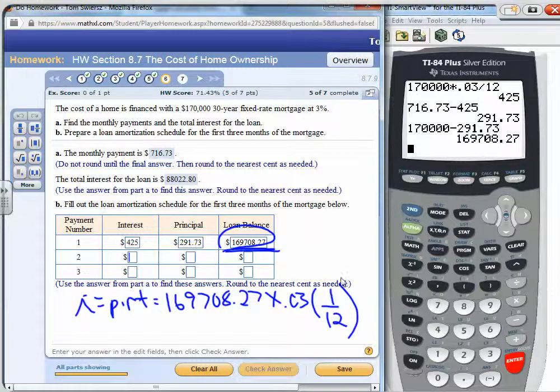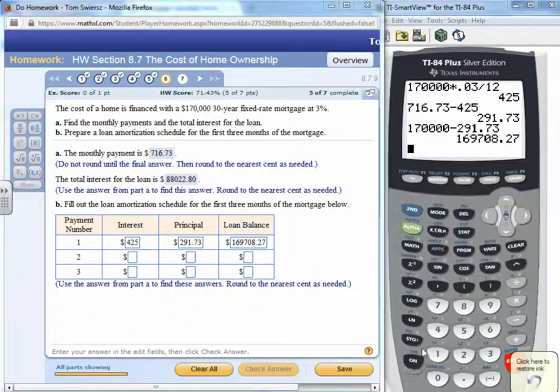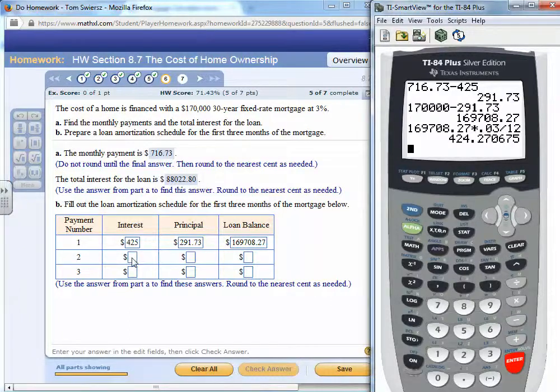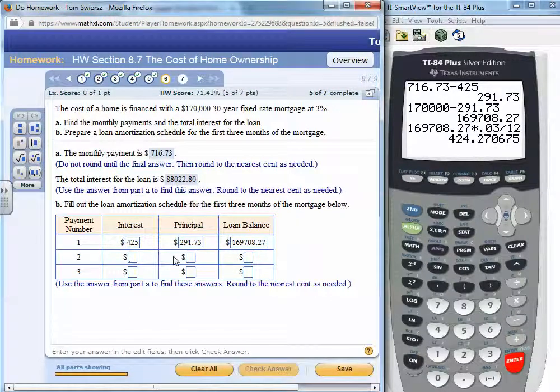So now we're going to do the principal with the loan balance, which is now 169,708.27 times 0.03 divided by 12, and now we get $424.27. Everything's rounded to the nearest penny. So you can see we're paying a little bit less interest. Now, what goes towards principal?